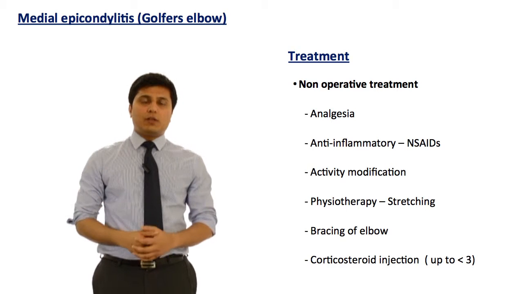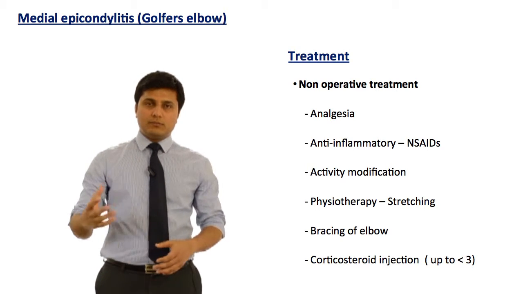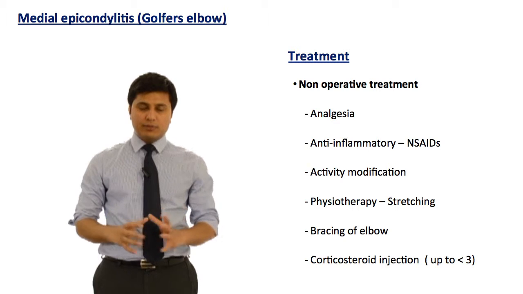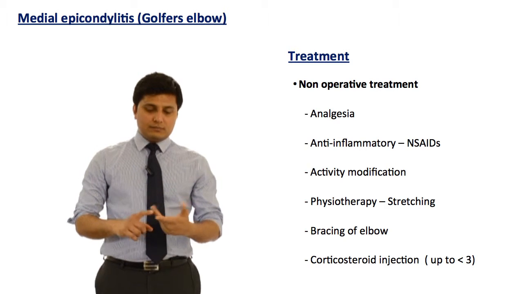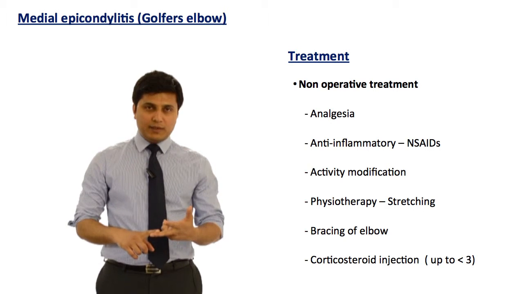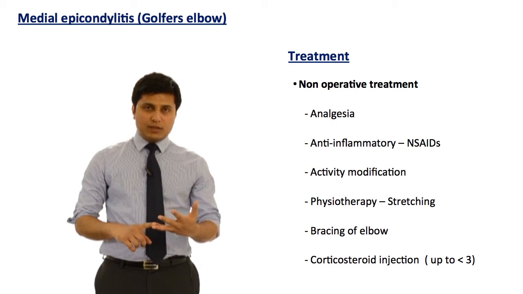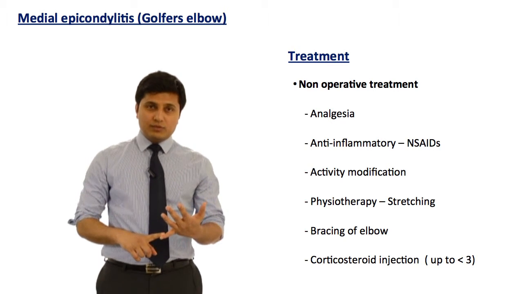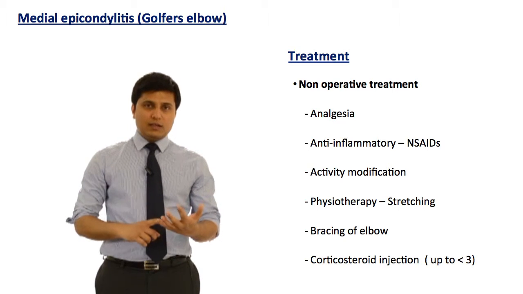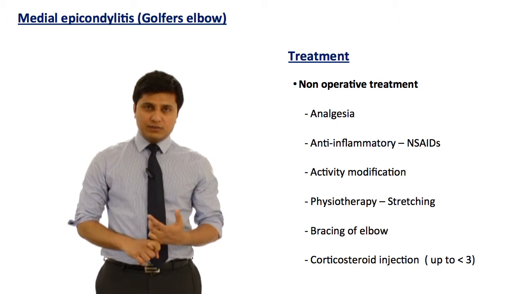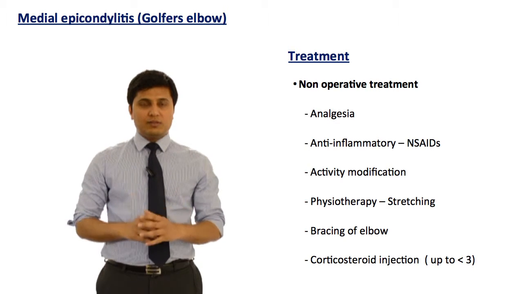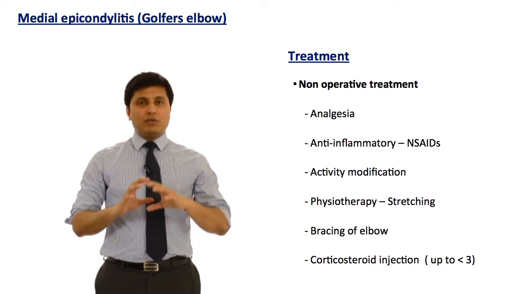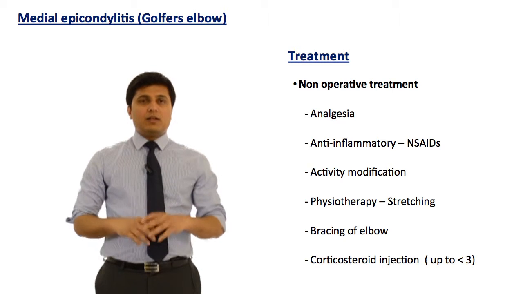So how to treat golfer's elbow? Mainstay treatment is conservative measures. So the conservative measures are rest, anti-inflammatory medication, activity modification, physiotherapy to stretch the muscles, and also ultrasound guided injection. In the majority of the patients, conservative measures are helpful to control the symptoms.